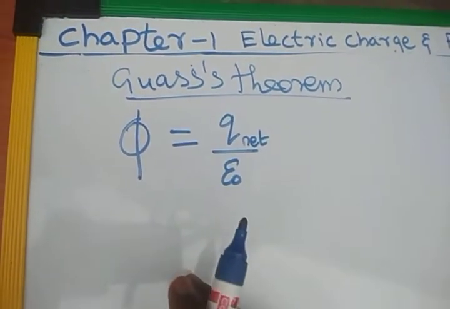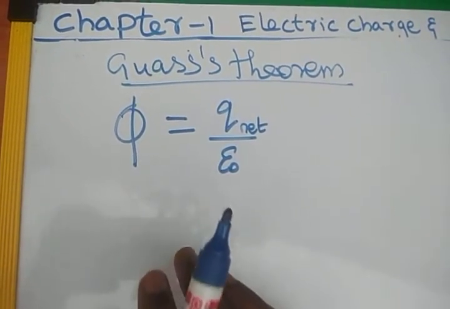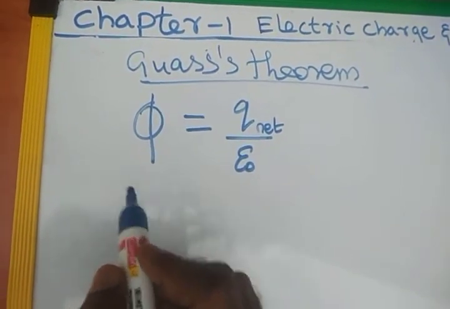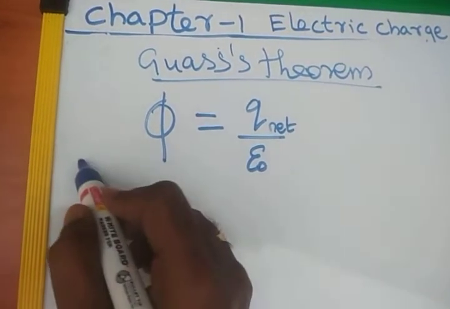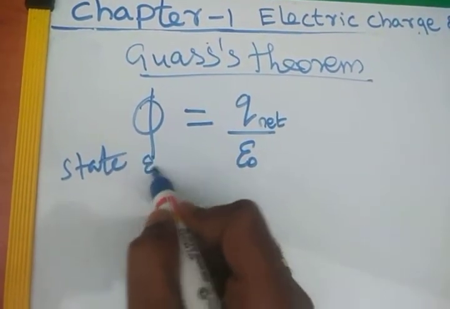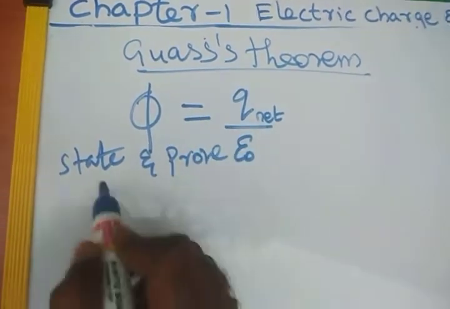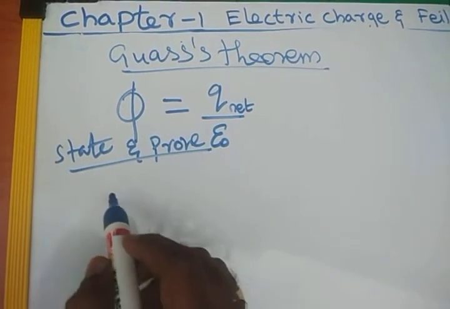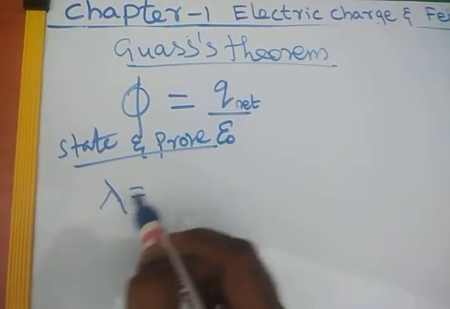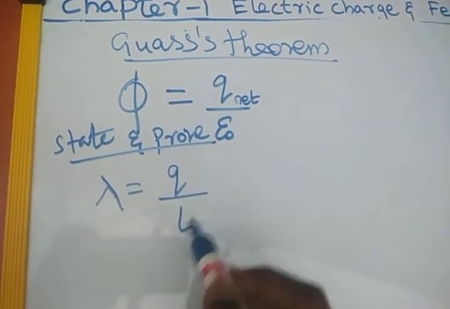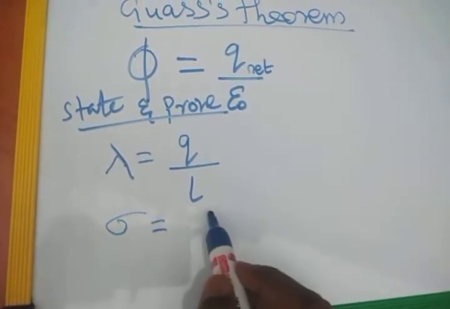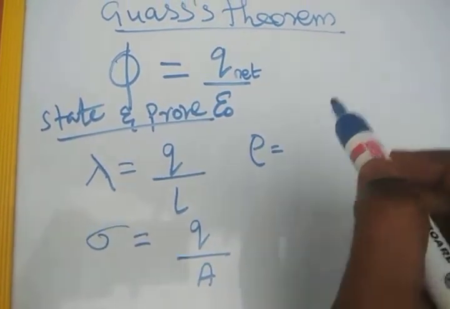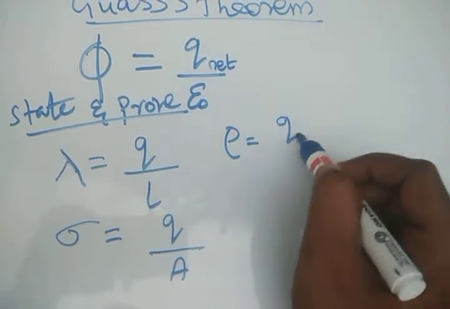Gauss theorem is a mark based topic. Definitely one question will come from the Gauss theorem, so you have to clearly study how to state and prove it. Also there is continuous charge distribution. Lambda is the linear charge distribution, the amount of charge per unit length. Sigma is the surface charge distribution, charge by area. Then rho is the volume charge distribution, Q by volume.